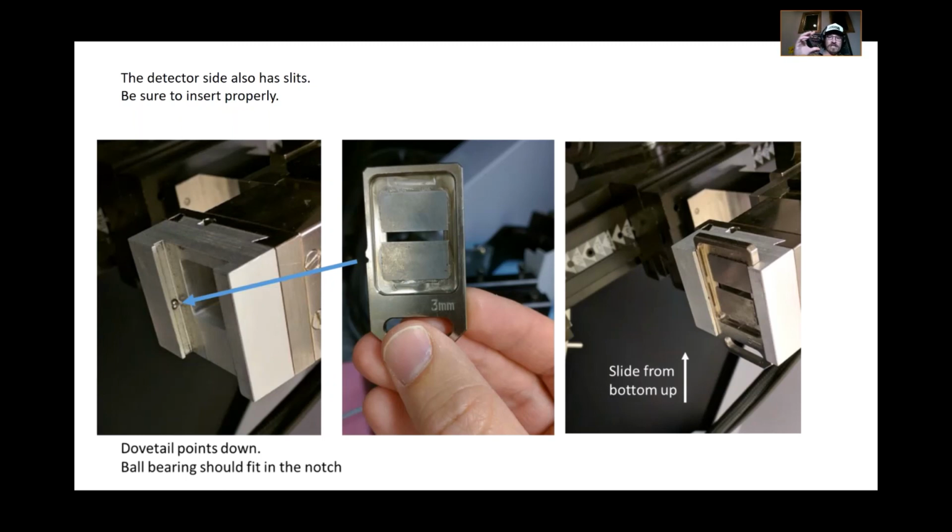Okay, a wider slit, you get more signal, but you also get more noise. A narrow slit, you get less signal, but you also get less noise. And if you put it in upside down, you typically get no signal at all. These slits are actually composed of lead, and so you don't really want to touch them.